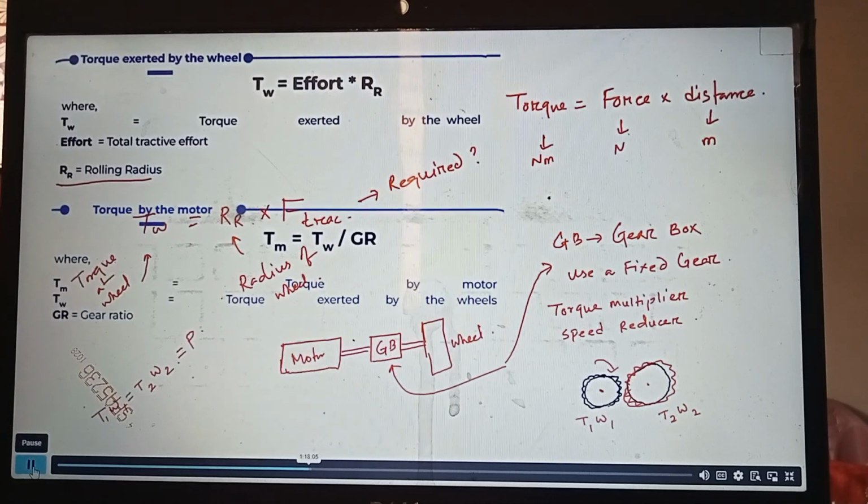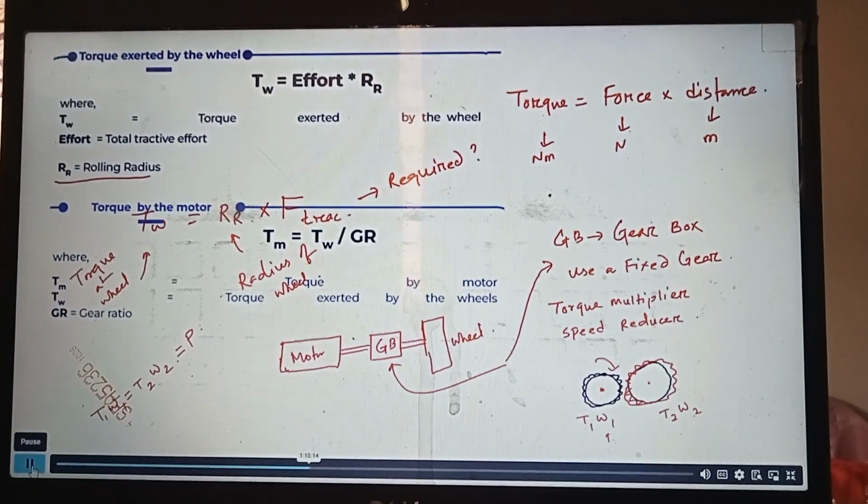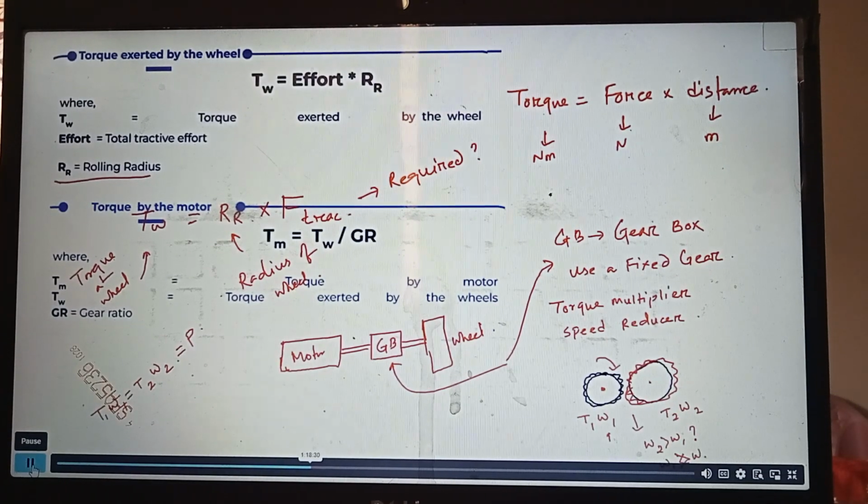So of course you can understand that, common sense wise, if the smaller wheel rotates at speed omega 1, the bigger wheel rotates at omega 2. Which one will be higher? Omega 2 will be higher or omega 1 will be higher? So in this case, omega 2 greater than omega 1 or omega 1 greater than omega 2? What do you think? Which one is correct?